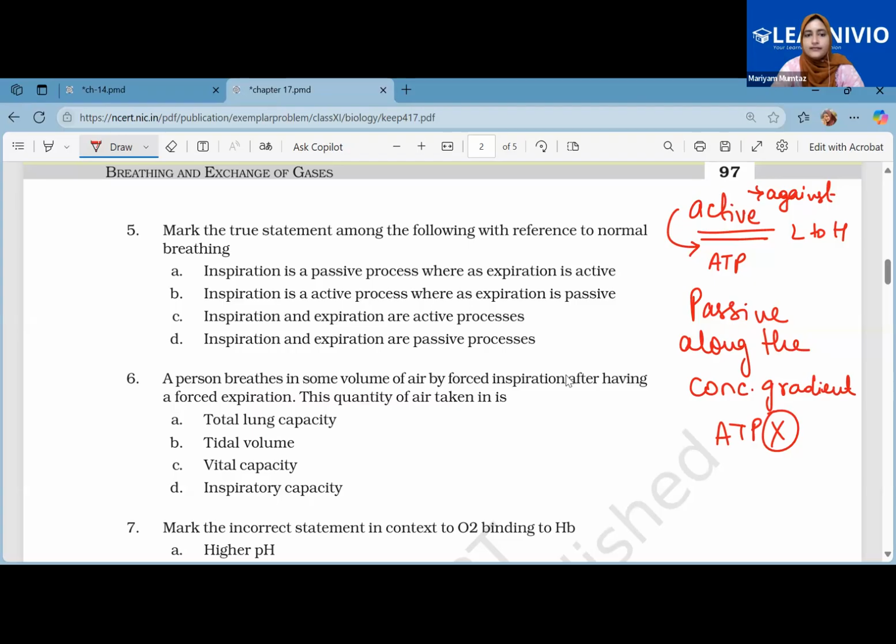Ma'am, can you explain again? See, when we inspire, we create a negative pressure within our lungs so that the pressure gradient could be created. But initially, you put some force to breathe in. While if you compare breathing out, it happens rather easily as compared to inspiration. That is why inspiration is an active process, whereas expiration is a passive process. Clear?